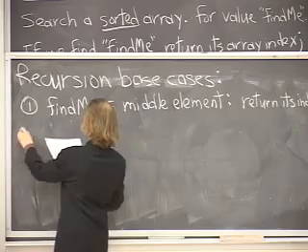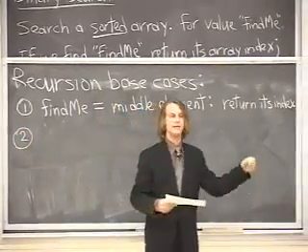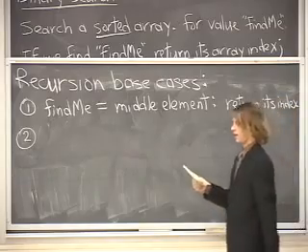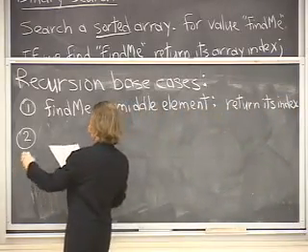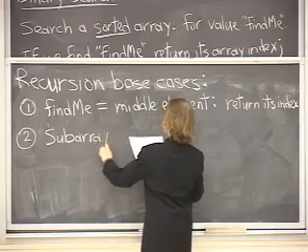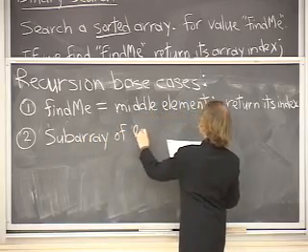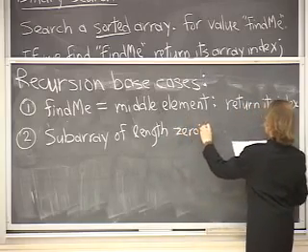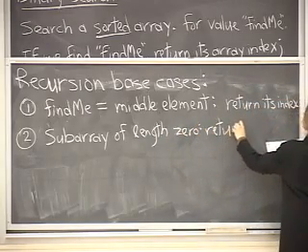The second possibility is that we will keep chopping our array in half and chopping our array in half and so on until we whittle it down to 0. And that's the second base case. If you have a subarray of length 0, there's nothing left to search. And in that case, we return failure.